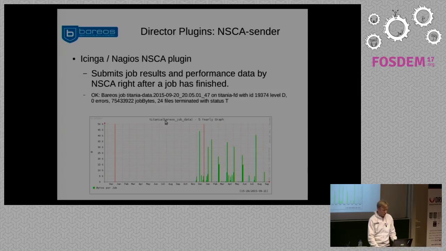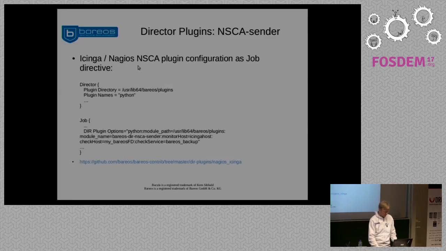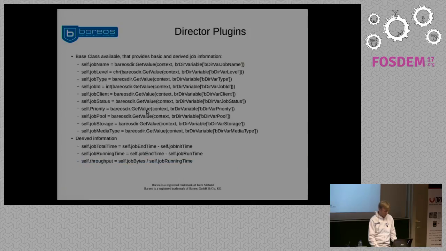This is an example of what can be done with the director plugin. It's useful for monitoring purposes, as there is an existing plugin, which is also on GitHub, which can be used to send performance data to Nagios or Icinga. And this is an example of how it's configured. These are variables that can be read from the director.